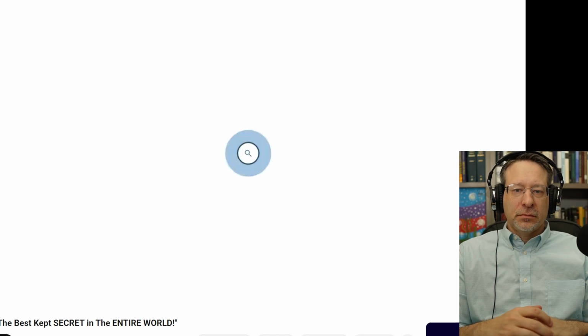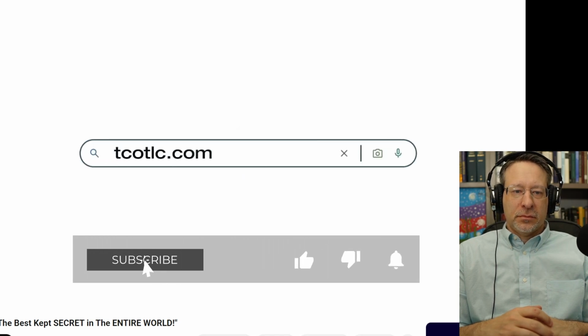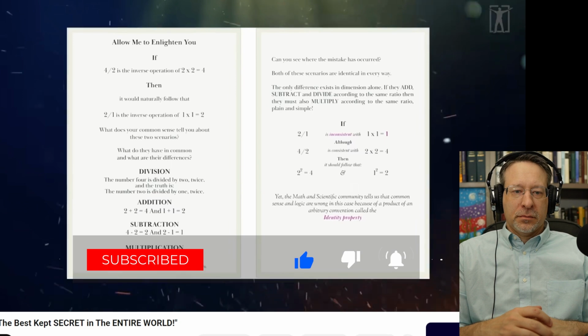In his book, which you can find at tcotlc.com, on the first page, he mentions something shocking about our math system. Allow me to enlighten you.